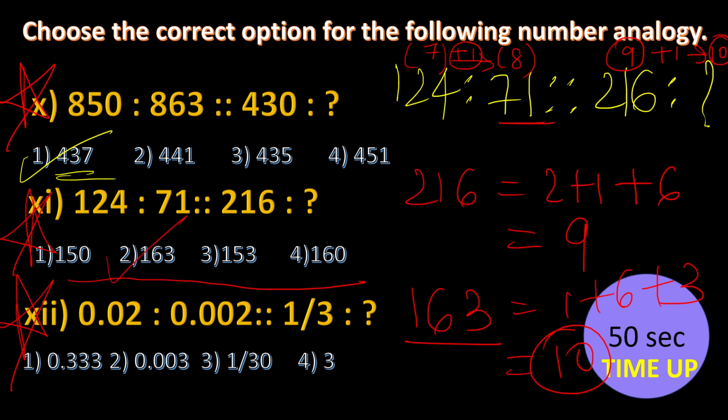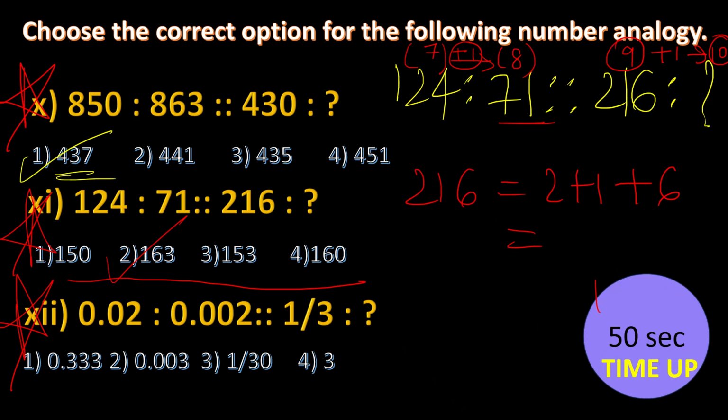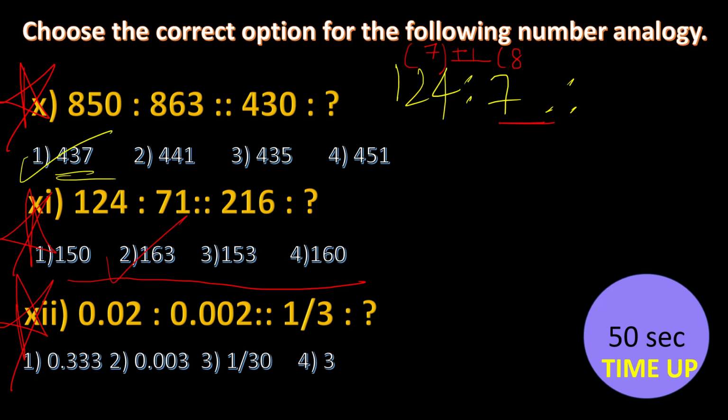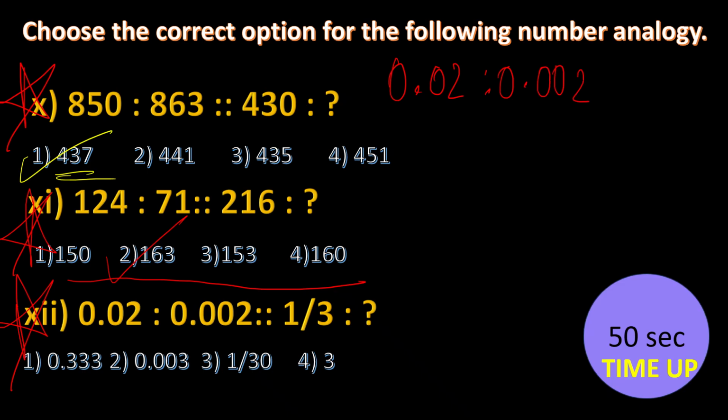Okay, next one. Next one, decimal is there, fraction is there. So this is also an important one. So how do we solve it? Mark this as an important one. 0.02 is there, which gives you 0.002. So 1 by 3 will give you what? So from 0.02, how did you get 0.002?